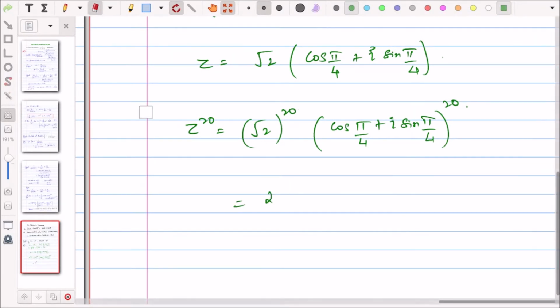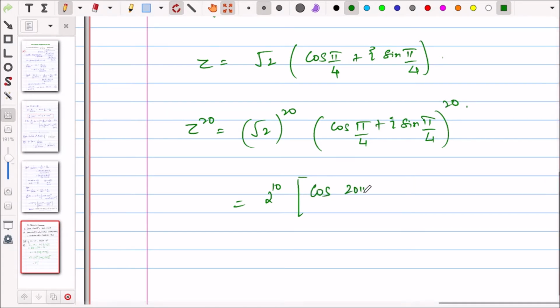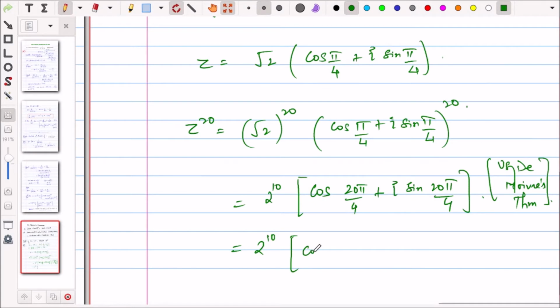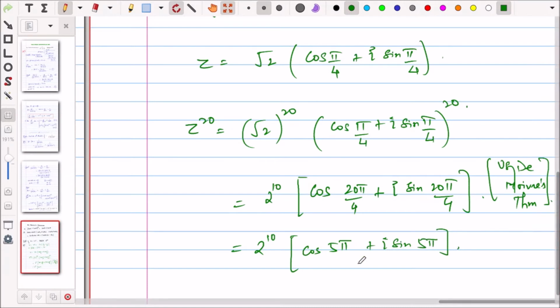Because you are absorbing the root, this will become 2 to the power 10. And by De Moivre's theorem, you can bring this into the argument. So this will become cos 20 pi by 4 plus i sin 20 pi by 4, right? Very easy. And 20 pi by 4 is 5 pi, so cos 5 pi plus i sin 5 pi.